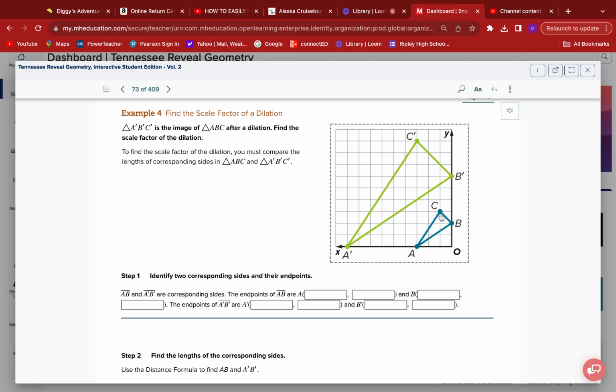All right, so this is your original figure. Again, we call that the pre-image. It's the one that does not have the primes. So this triangle ABC is your original pre-image. The one that has the primes, A prime, B prime, C prime, is your image. It has definitely been enlarged. So we got to figure out what the enlargement is.